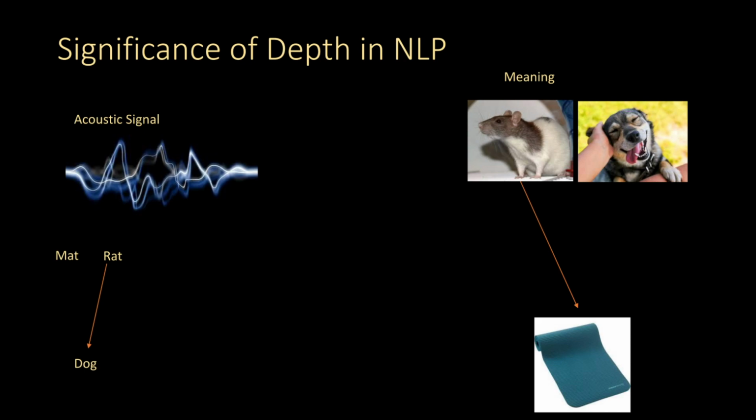Let's take a look at this example. Let's say we're in a speech recognition and natural language understanding domain. Basically, what we'd like to do is understand an input acoustic signal and interpret the meaning of the signal. Now, let's imagine we have three signals: mat, rat, and dog.